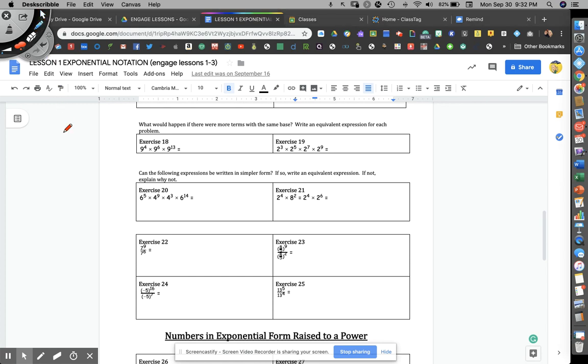All right, hopefully everyone at the table had enough time to finish up to 17. Let's look at 18 and 19. If you notice, the bases are all the same. Sometimes you can add 2 exponents, sometimes you can add more than 2. As long as the bases are the same, you can add up those exponents. So we're going to keep the base of 9, and then we're going to say 4 plus 6 plus 13. All right, I'm going to let you go ahead and solve that one, 18 and 19.